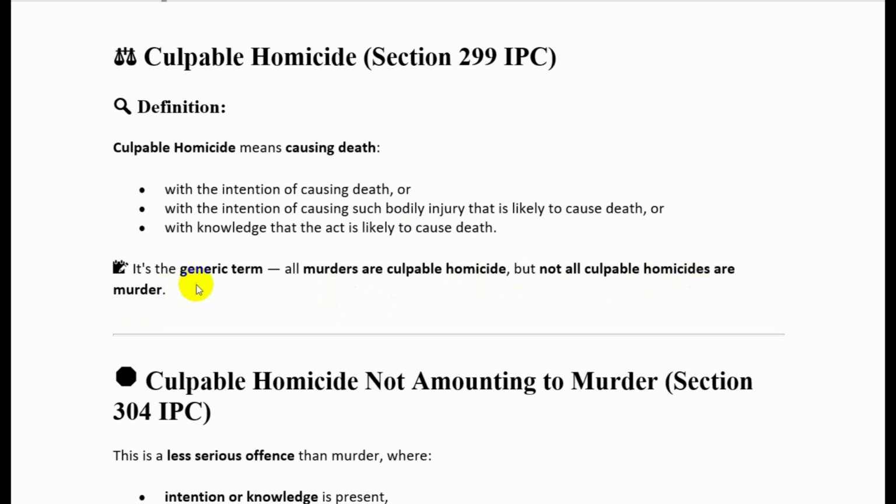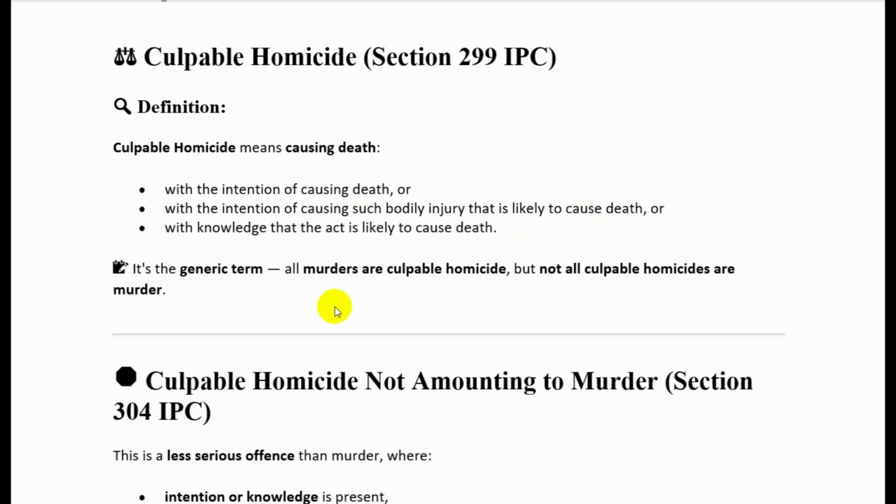So I'll just revise this. All murders are culpable homicides, but not all culpable homicides are murders. So all culpable homicides are not murders, which means that there is a death, causing death or bodily injury that is likely to cause death. Okay, so basically all murders are culpable homicide, but not all culpable homicides are murders.